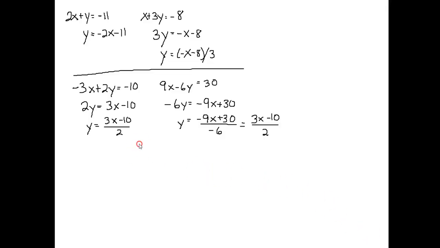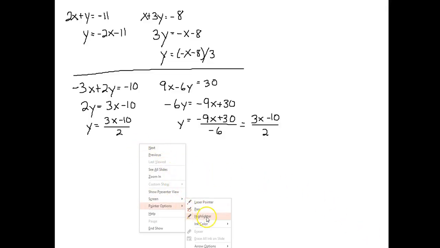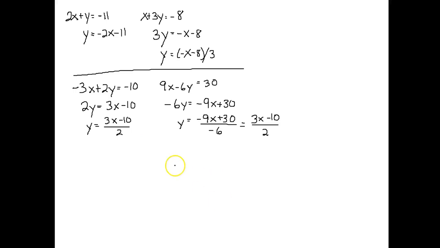Okay, one more of those. So I want to show you that no solution scenario, sorry. We just did the infinite solution scenario. The no solution scenario, we had 3x plus 2y equals 5, and we had 6x plus 4y equals 8.